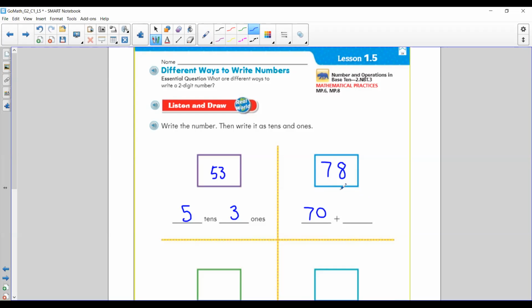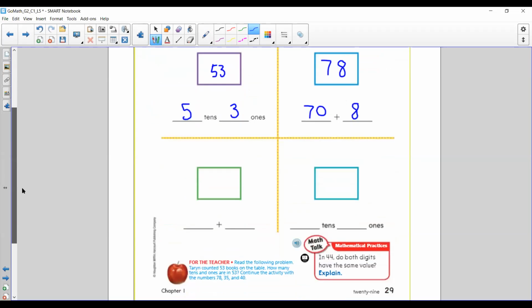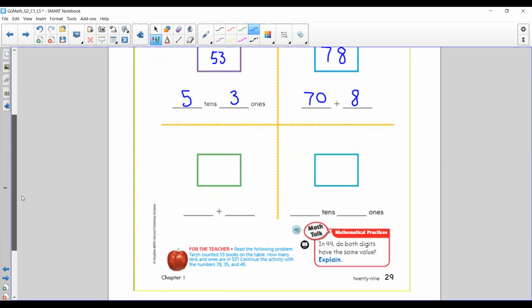And for 8 ones, we just count by ones. We can just put 8. So if we add 70 plus 8, it equals 78. So it's almost just like it sounds, the 70 and the 8 together. 78 means 70 plus 8.